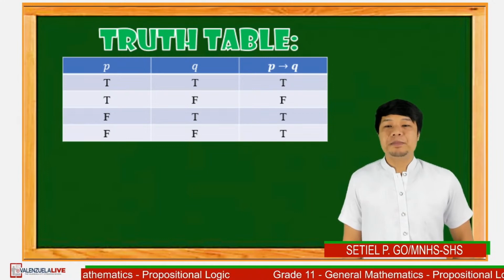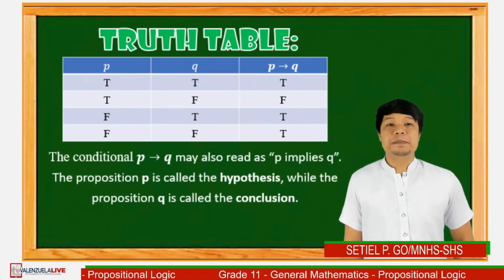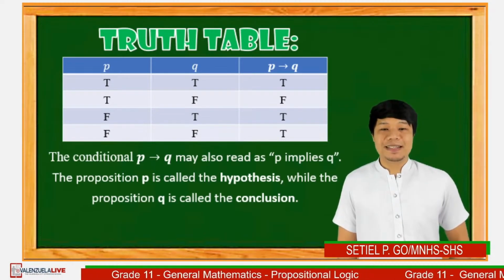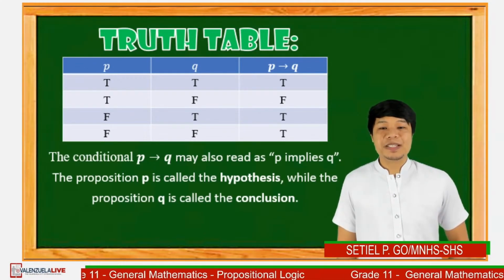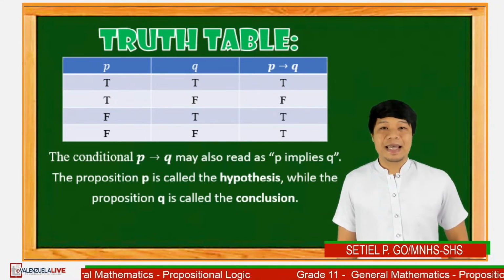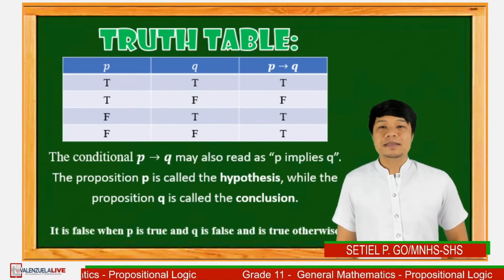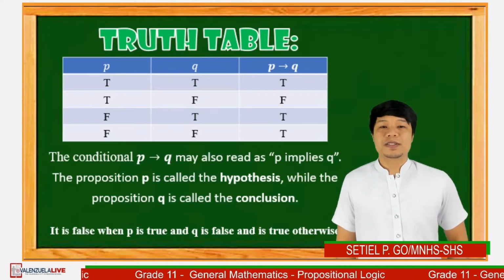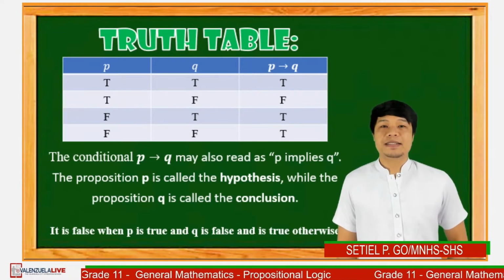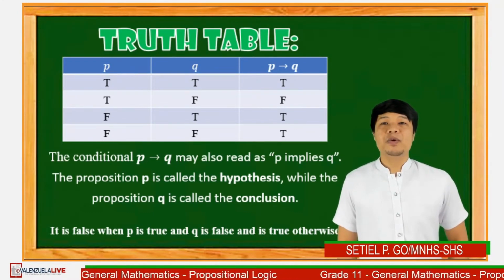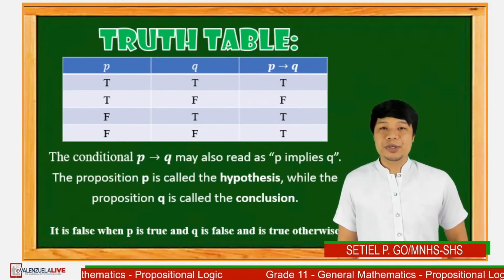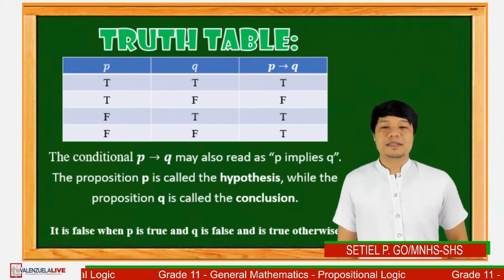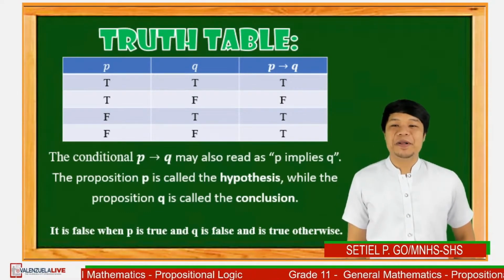The conditional P→Q may also be read as P implies Q. The proposition P is called the hypothesis, while the proposition Q is called the conclusion. Again, using the truth table, it is false when P is true and Q is false, and it is true otherwise. As you can see on the second row, wherein P is true and Q is false, P implies Q is false. Let's have an example.